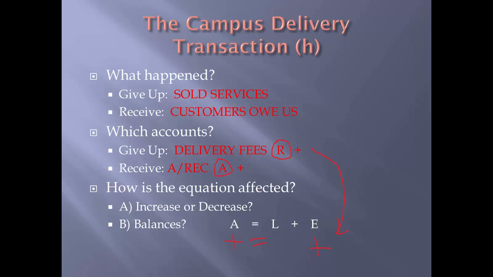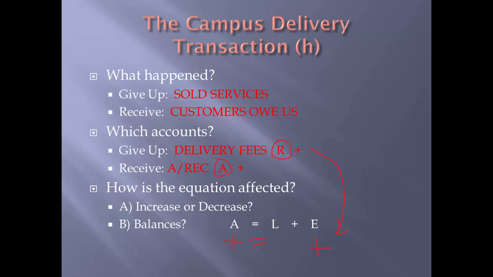Transaction H. Here is where Amanda ran around and sold some services, and the customers owe us. The customers did not give us cash today. This what happened question, remember, is always asking us what happened today. Today, the customers did not give us cash. They will give us cash in the future, but today they owe us.